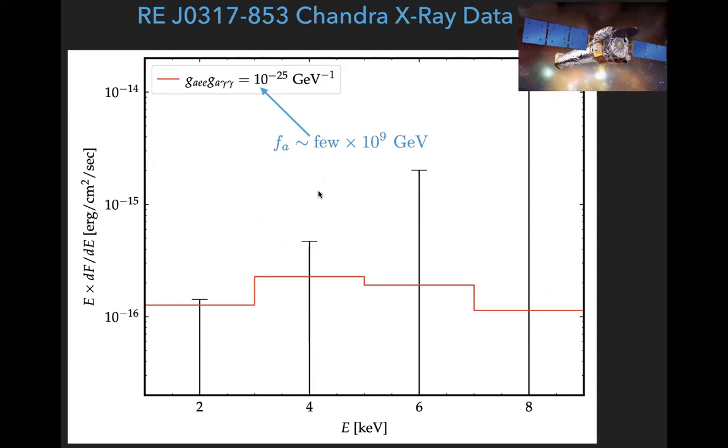So we can then go ahead and set upper limits. Here I'm showing you the spectrum as a function of energy. In black are the data, which are just upper limits because we didn't observe anything. And in red, I'm showing you the model prediction for an axion with a specific combination of couplings, which is a decay constant on the order of a few times 10^9 GeV.